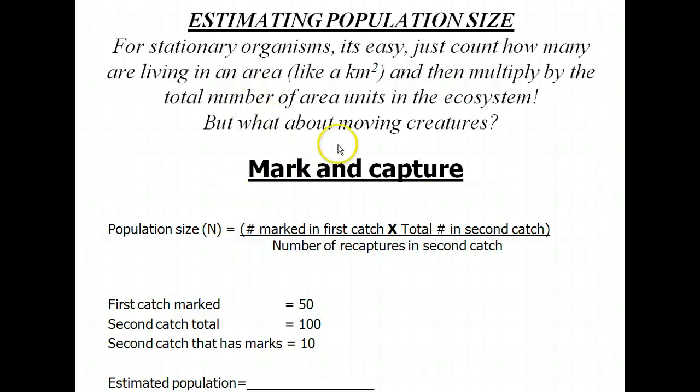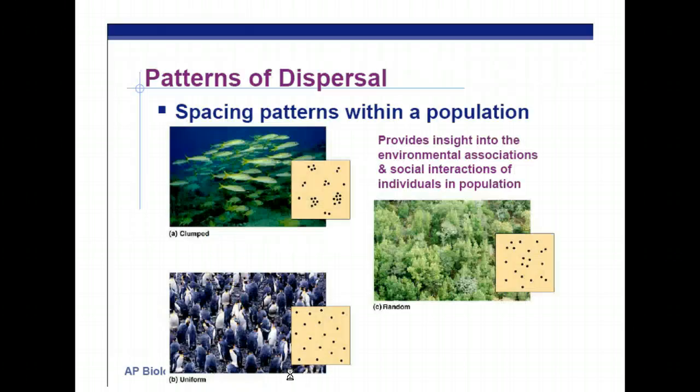For moving creatures, however, we use mark and recapture. The mark and recapture formula is pretty straightforward. The population size, represented by the symbol N, will equal the number marked in the first catch, in our example 50, times the number caught in the second catch, in this example 100, divided by the number of recaptures in the second catch that were caught twice, the first time and the second time. So in this example, we have 50 times 100, which is 5,000, divided by 10 recaptures, which gives us 500 as the estimated population of this moving organism.